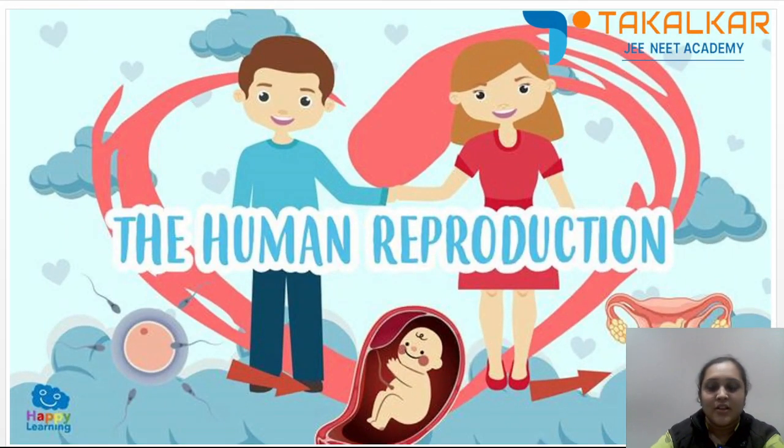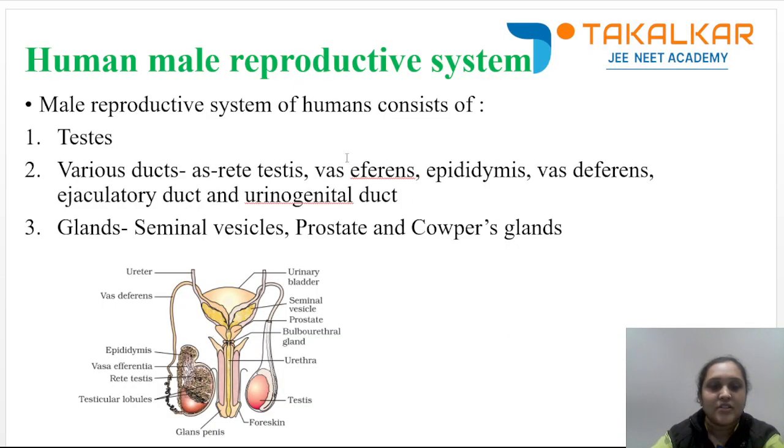Hello everyone. So in the last session we had seen sexual reproduction in plants. In today's session we'll see what is human reproduction. So what is human reproduction? First thing we'll see what the human male reproductive system consists of.